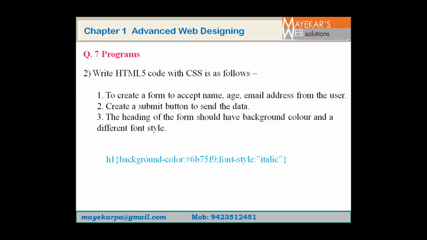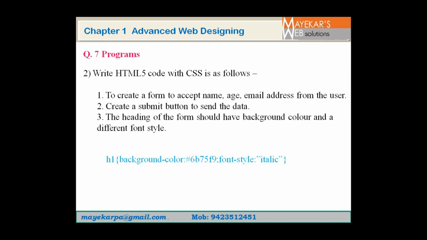Okay, so here h1 background-color colon. Here I am using style h1 in curly brackets, background-color colon hash and 6-digit hexadecimal code. Okay, we must know that each and every color has a specific hexadecimal code. There are different types of shades available, and these shades have different codes, and that code is a hexadecimal. Hexadecimal means from 0 to 9 and A to F.